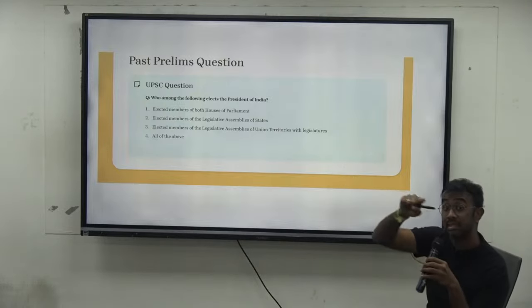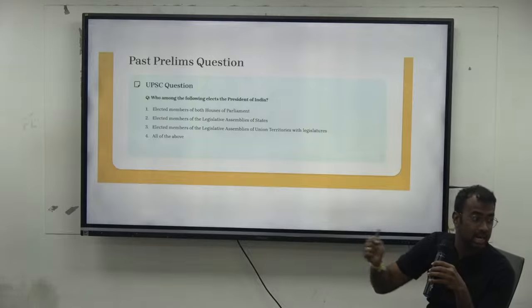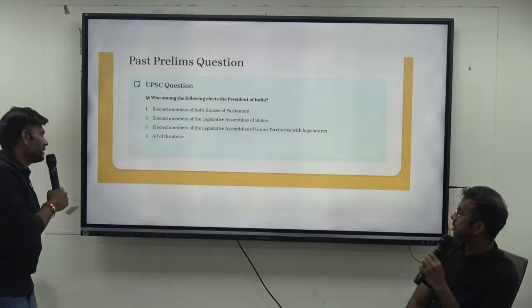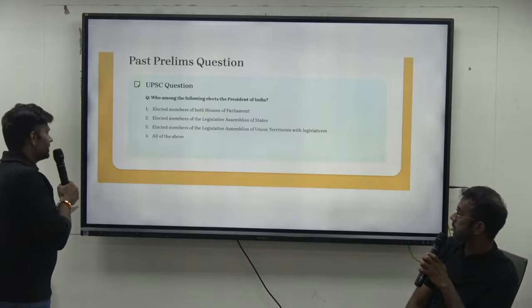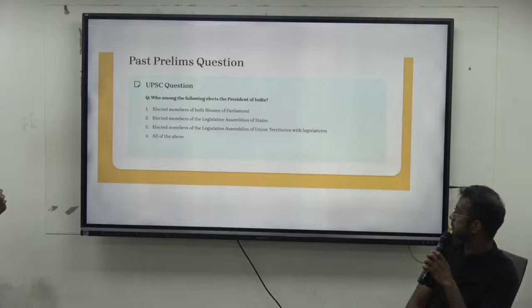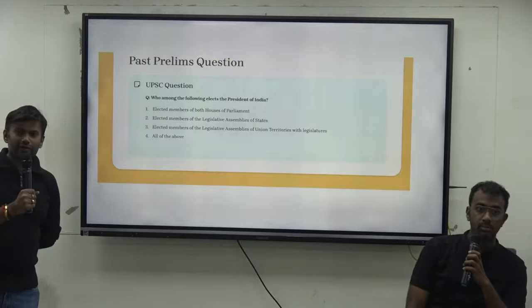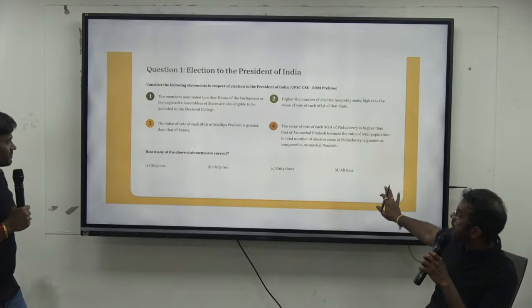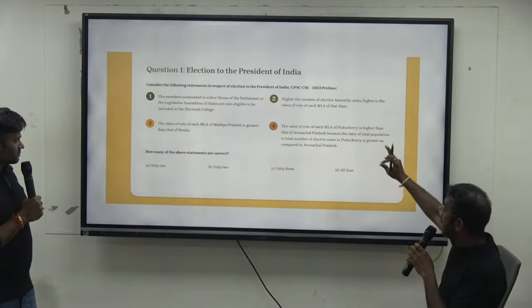Again, see, same theme, election of President, again and again repeated. Who among the following elects the President of India? Elected members of both houses of parliament, elected members of legislative assemblies of states, elected members of legislative assemblies of union territories with legislature, fourth, all of the above. Plain and simple, all of them. Again, 2023 prelims question.